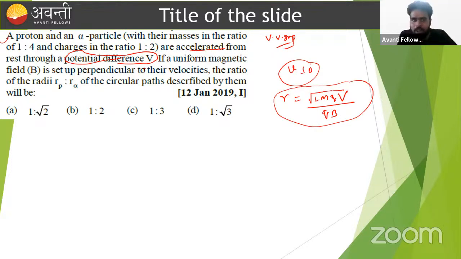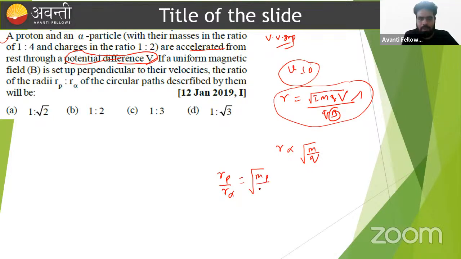Why this type of formula? Because the potential is given. Of the four formulas, R equal to mv by qB, p upon qB, under root 2mK upon qB, under root 2mqV upon qB, we choose the last because potential is present here. B is constant, 2 is constant. We can say R is proportional, beta, to under root m upon q. So if you want the ratio of radii, r_p upon r_alpha, this will become under root m_p upon m_alpha into q_alpha upon q_p.